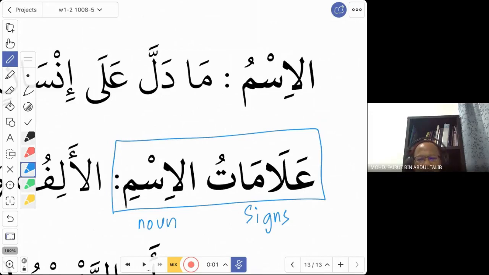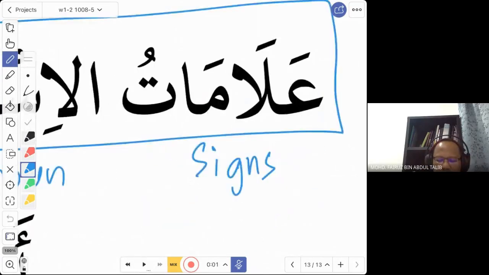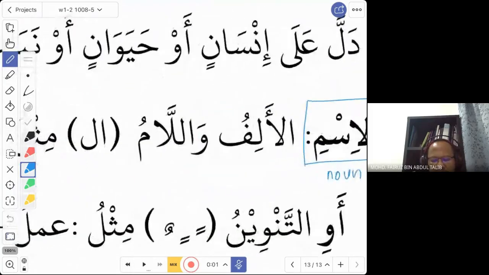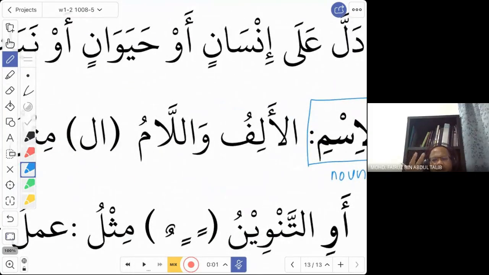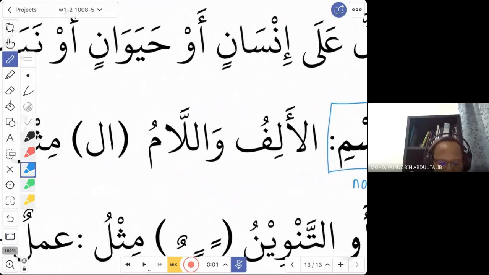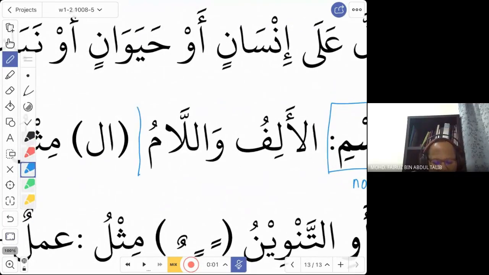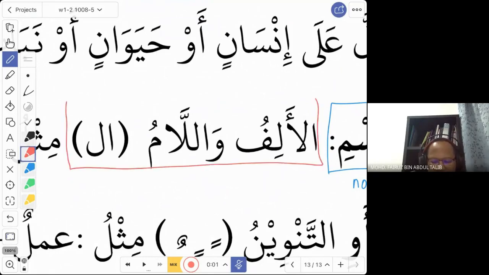But sometimes you do not know the meaning and you are not able to find the meaning, but you still want to know whether this is noun or not, then you have to look at this alamat or the signs. So what are the signs? There are a few signs, but here they only give you two signs. Okay, the first one, the first alamat or the first sign of an isim is this. It is the alif and lam. What is alif and lam? That is the alif lam that we have learned earlier. The alif and lam. Okay, the alif lam that you add to the word.